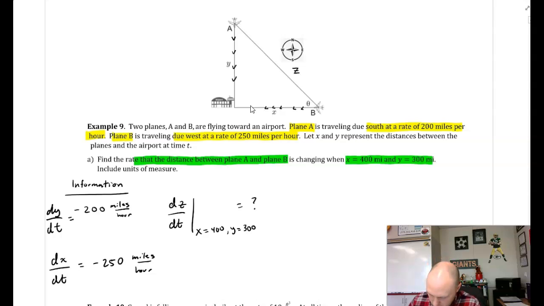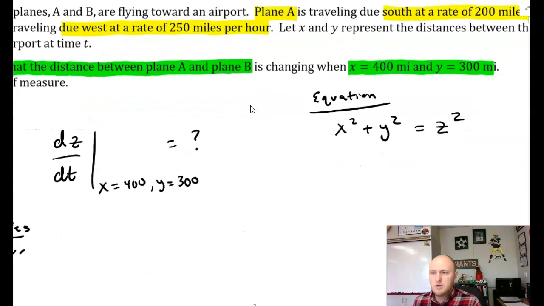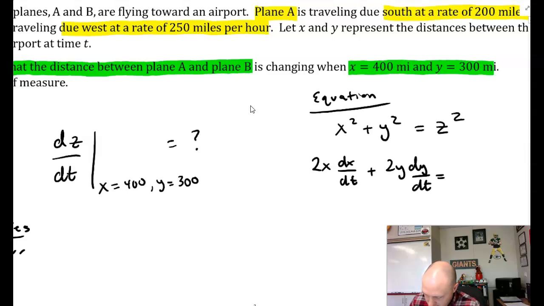All right, what's our equation? What is the equation to tie the sides of a right triangle together? Good old Pythagoras. We have x squared plus y squared is equal to z squared. All right, let's differentiate with respect to t. So we have 2x dx/dt plus 2y dy/dt, and this is equal to 2z dz/dt.